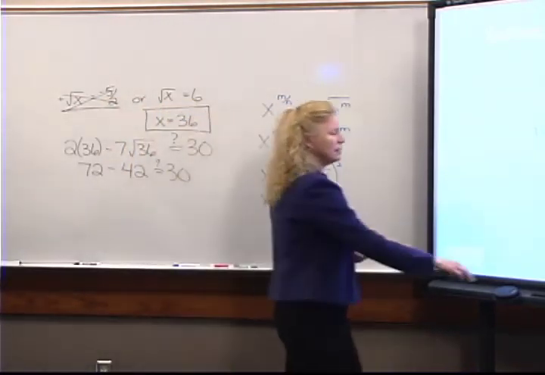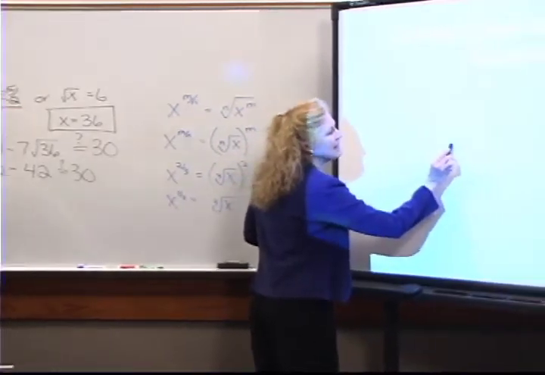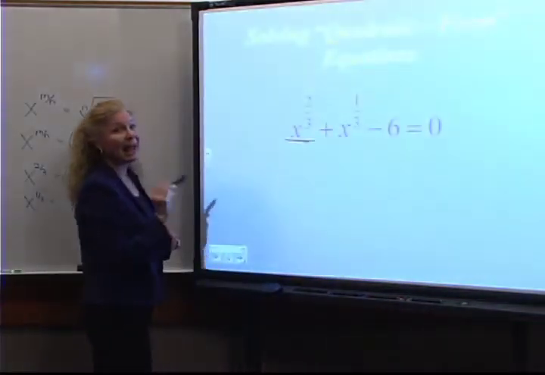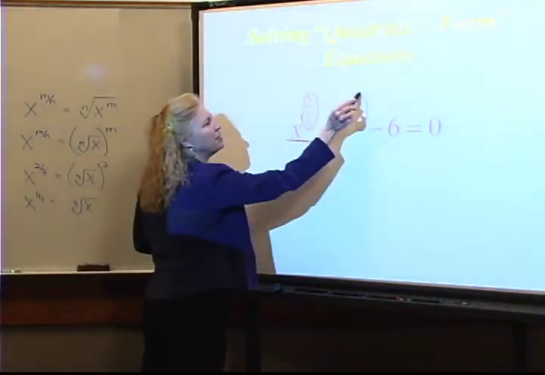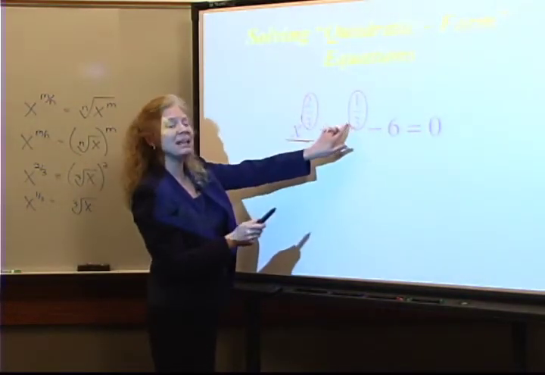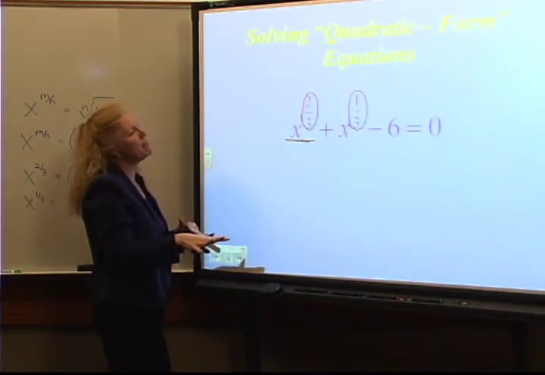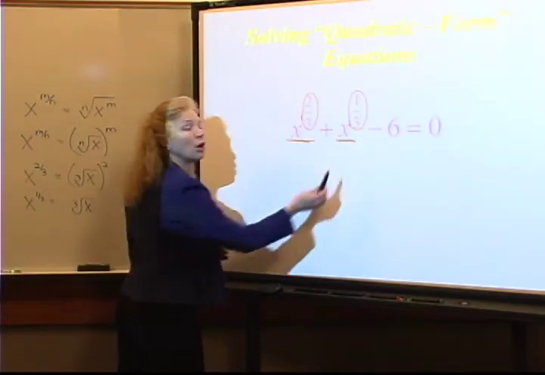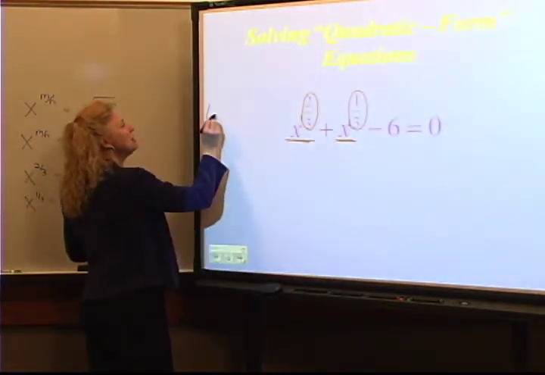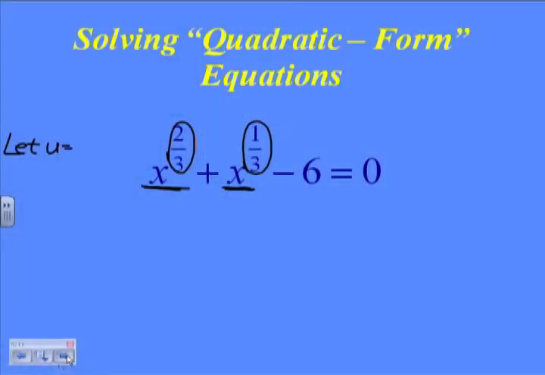Okay, well, then this is essentially this guy squared. Anytime you have that happening, and you'll notice it when this exponent is double this exponent, anytime that's happening, you have a quadratic form to your equation. So you're going to substitute for the lower exponent. So we're going to let u equal x to the 1/3. Then if you square both sides, you get x to the 2/3.